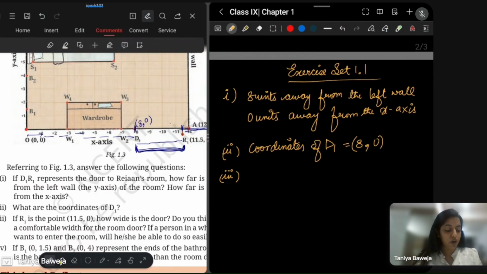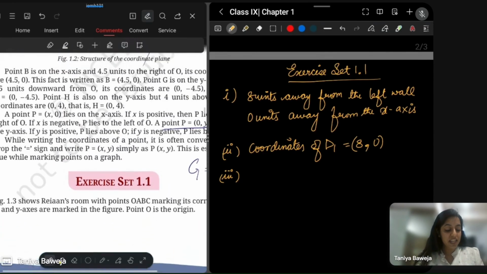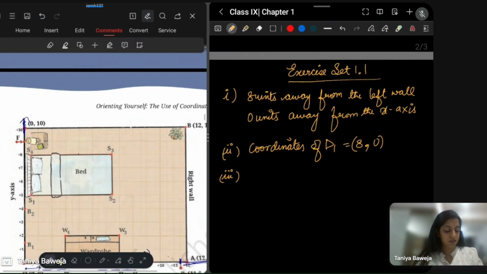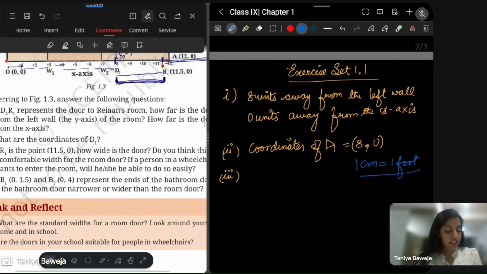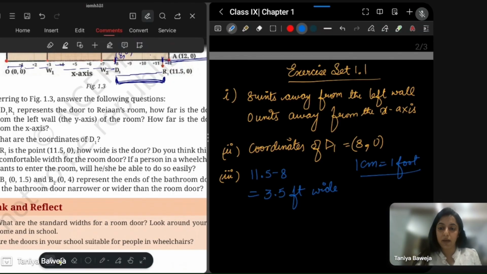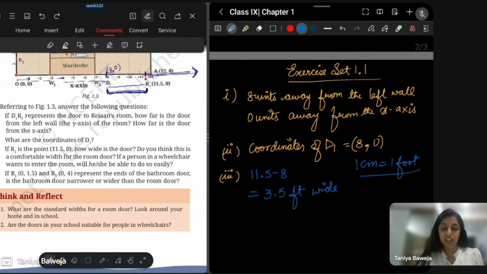If you noted, initially we were given that the scale is 1 centimetre is equal to 1 foot. So 1 centimetre is representing 1 foot. So how many feet is the door? The door is 11.5 minus 8, which is 3.5 feet wide. The door is 3.5 feet wide, this broad. Okay. This is a comfortable width for the room door. Is this comfortable for the width of a room door?